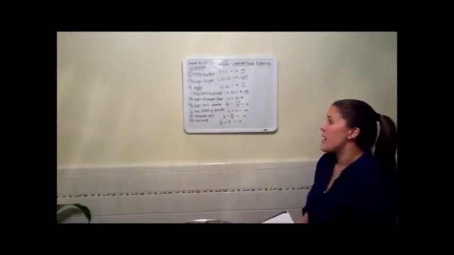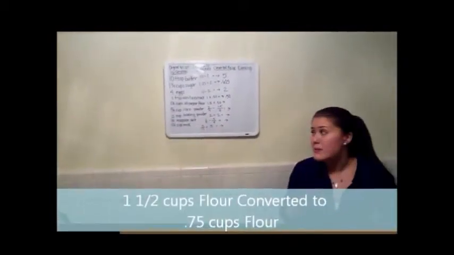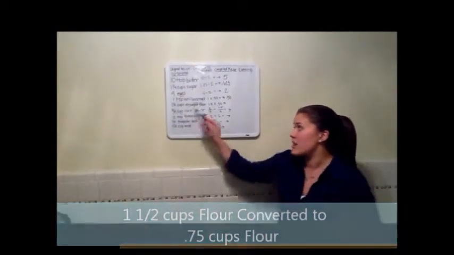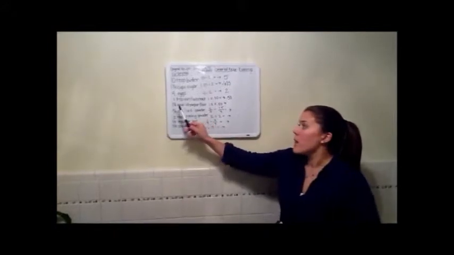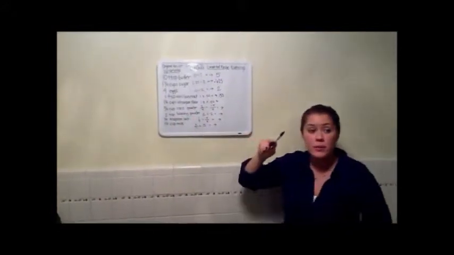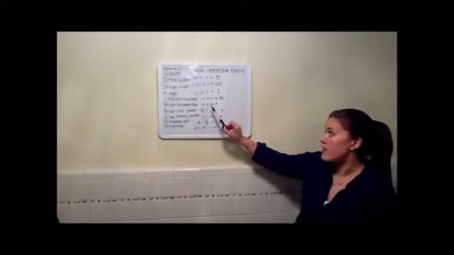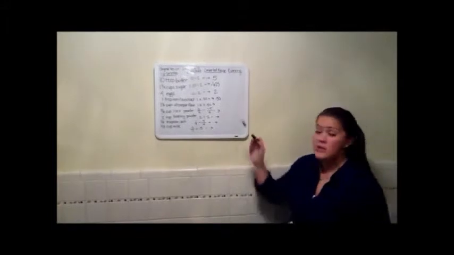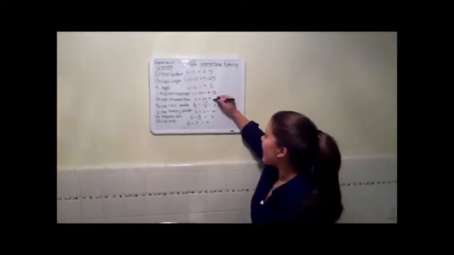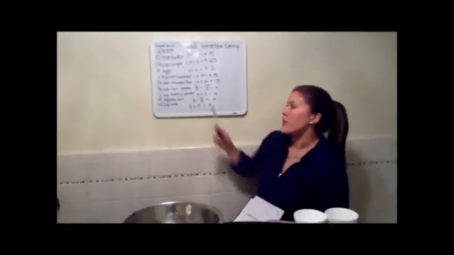Alright, so let's move on to flour. Over here it's asking us for 1.5 cups of flour. So we're going to convert this fraction into a whole number again. 1, we already said it was 1. And what's half a cup as a decimal? What's half? 0.5. So 1.5 times 0.5, which is half, what we're trying to get, gives us 0.75. Great.